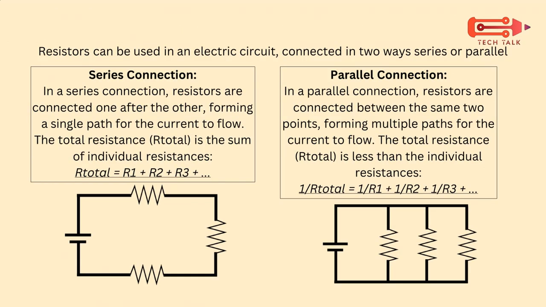Resistors can be connected in two main ways, series and parallel. In a series connection, resistors are linked one after another, and their resistances simply add up. But in a parallel connection, the current splits, and the total resistance is actually less than the smallest individual resistor. Knowing when to use each is crucial in circuit design.